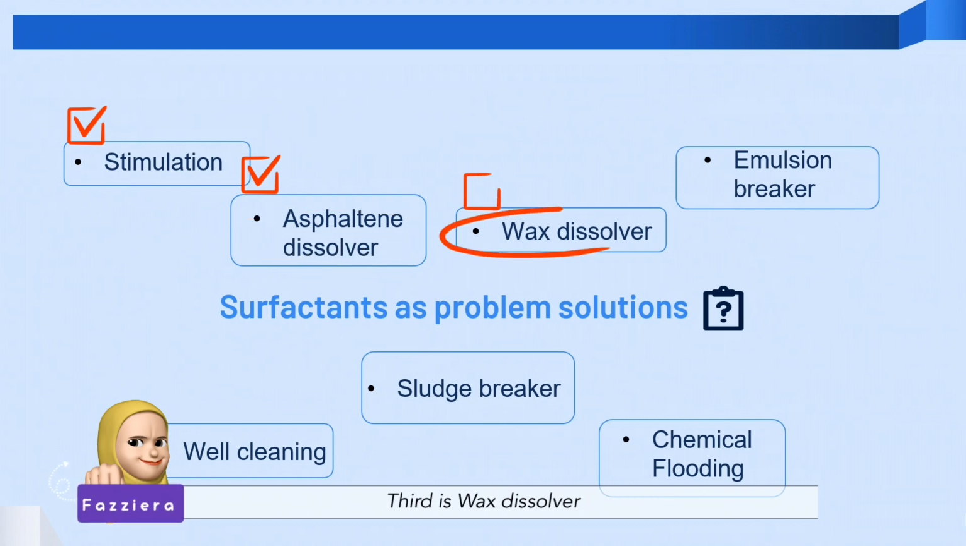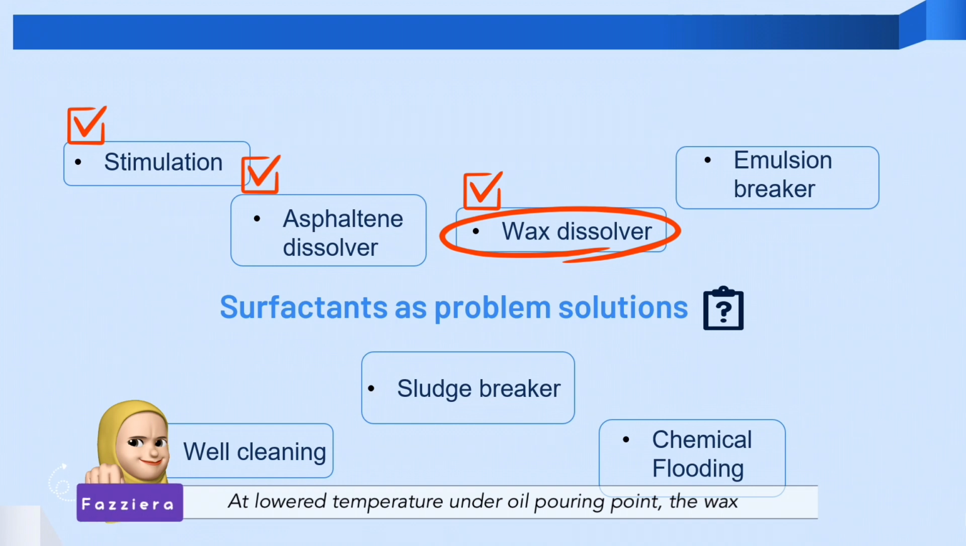Third is wax dissolver. At lower temperature, under the oil pour point, wax is formed around tubing and production pipe, causing a decreasing production rate. Thus, surfactant plays an important role in increasing oil production in highly depleted wells by reducing interfacial tension, altering wettability of rocks, and cleaning oil wells from organic sediment. Dissolving wax is more effective by using solvent plus surfactant than by using solvent only.